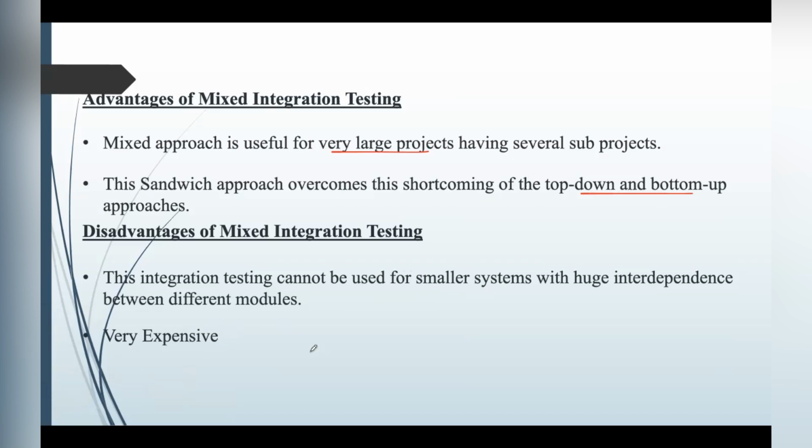And the disadvantages are, here this integration testing is not suitable for smaller systems where the interdependence between different modules is huge. And also for mixed integration testing, it requires high cost because one part has a top-down approach while another part has a bottom-up approach. So this method is very expensive.